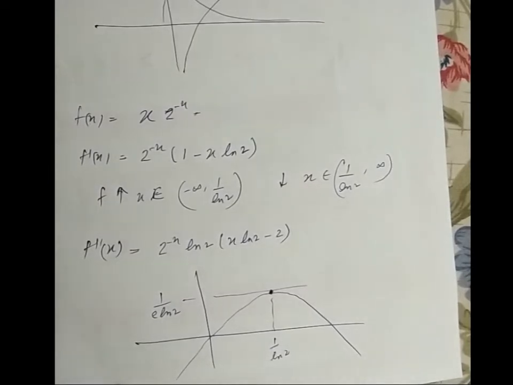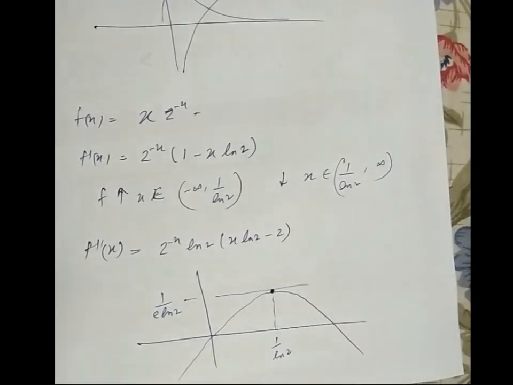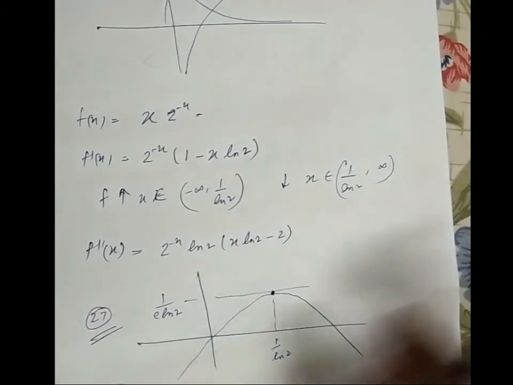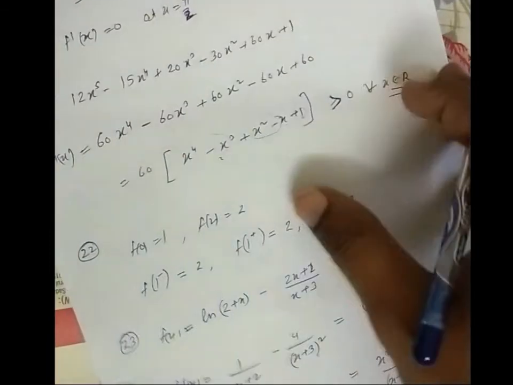So this equation f(x) is equal to k would have two distinct solutions only if k is less than 1 by e ln 2. Okay, moving on to question number 28. This would answer our question number 27. So moving to question number 28.